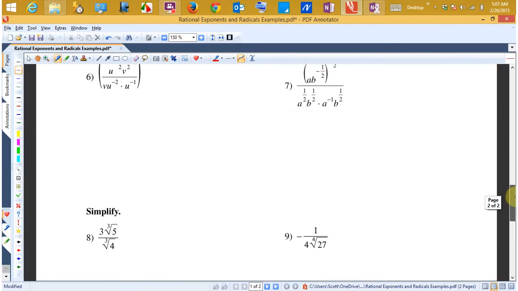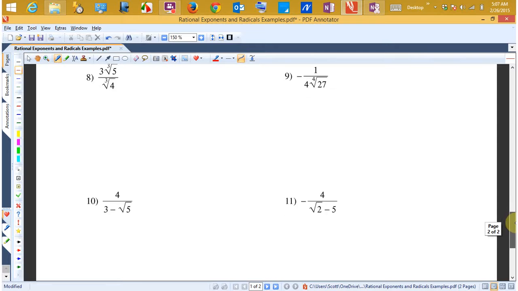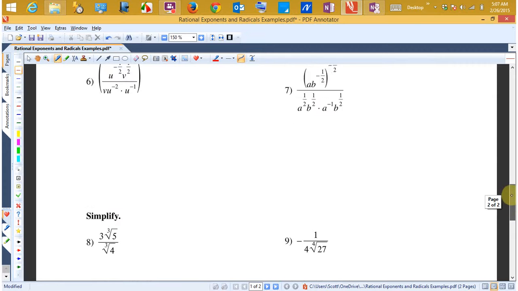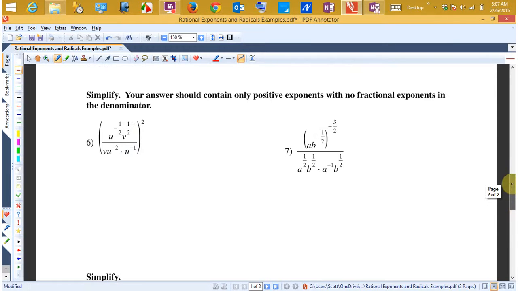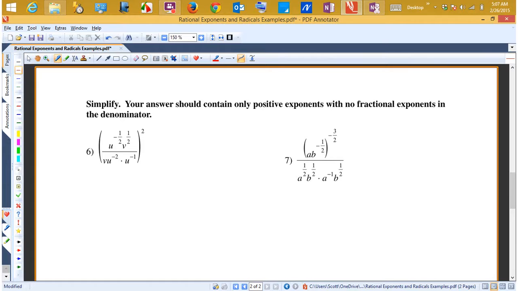Okay, let's save those for last. Actually, let's just go ahead and do those. Okay, the first step I'm going to do is distribute this exponent in, so it's going to multiply by those exponents. So I'm going to have u to the 1/2 times 2. So that's going to be u to the negative 1/2 times 2 would be u to the negative 1.